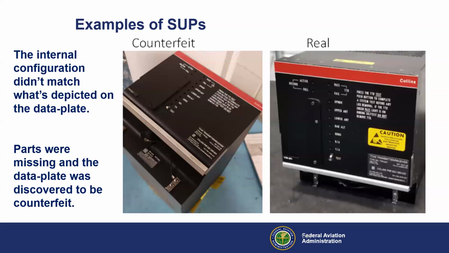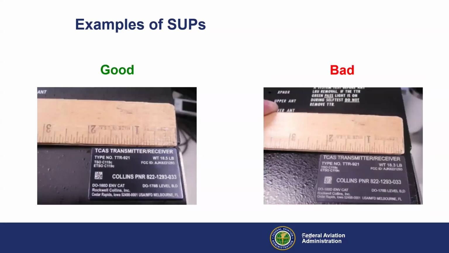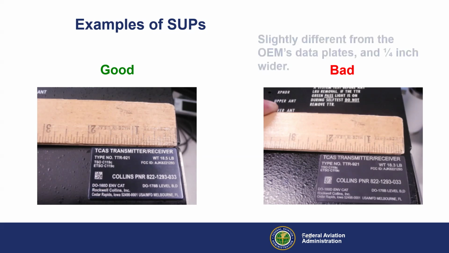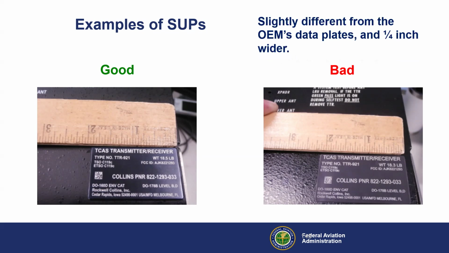On this one, the internal configuration didn't match what's shown on the data plate. There were some parts missing, and the data plate was also discovered to be counterfeit. And look at this one, the size of the label itself was a little bit different. I guess that's what they're showing here. Slightly different, 1/4 inch wider. Yeah, 2 1/4 versus 1 7/8.